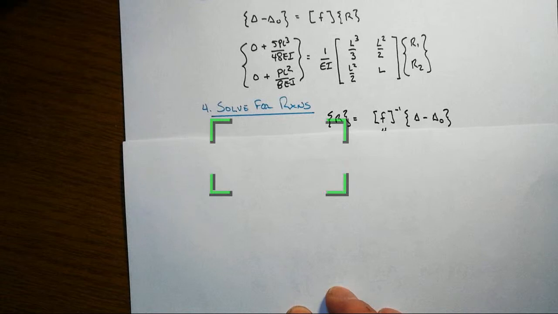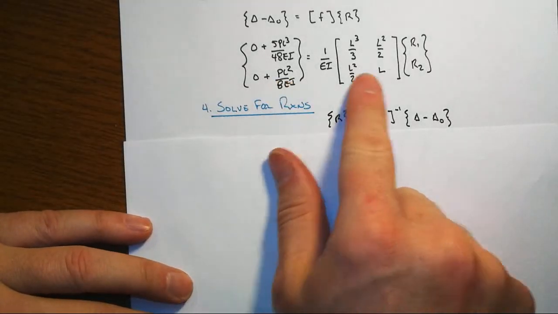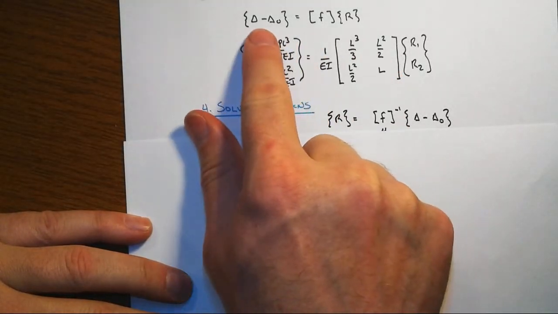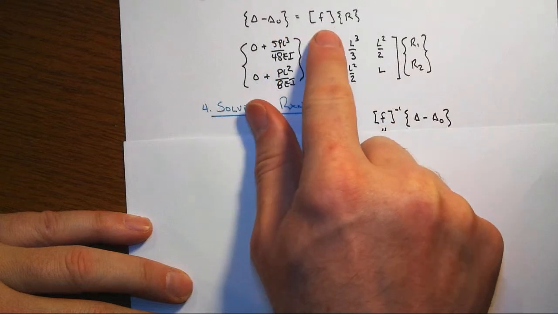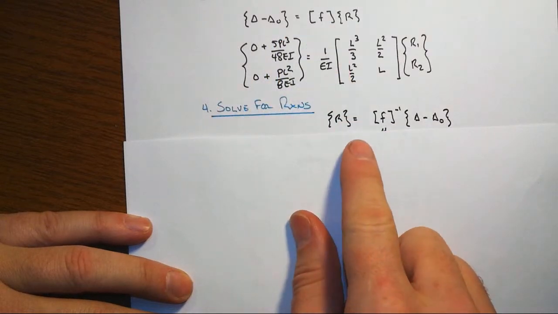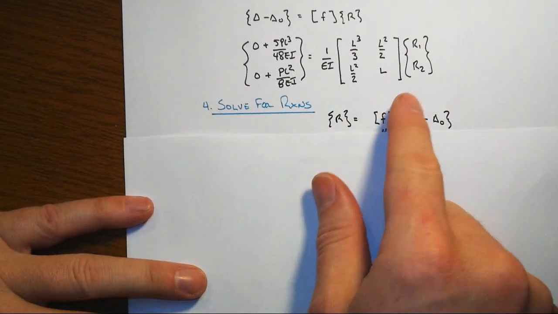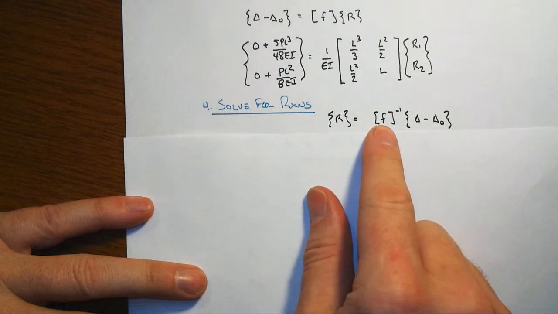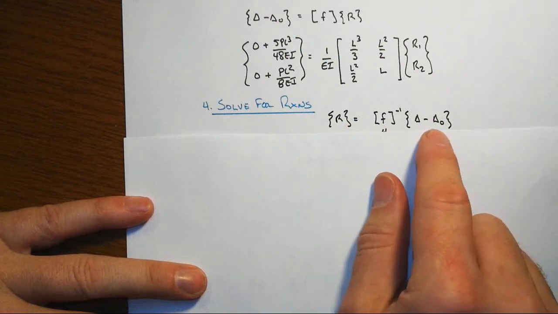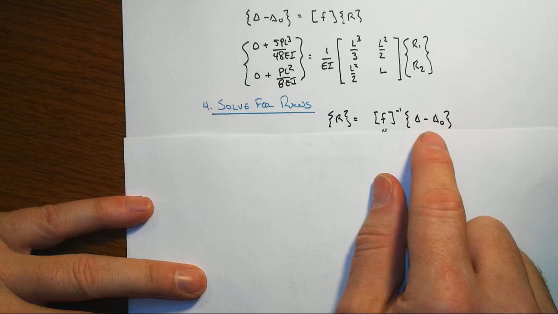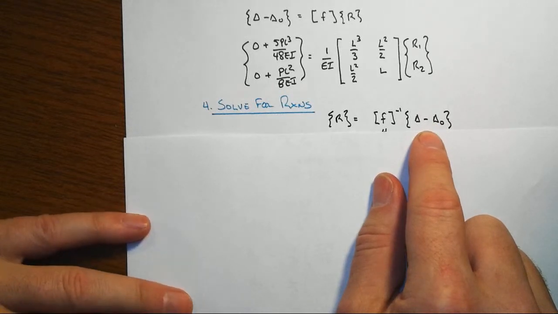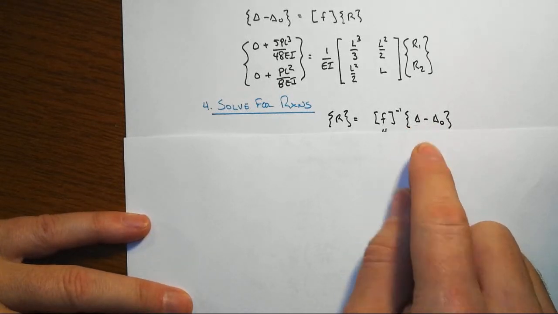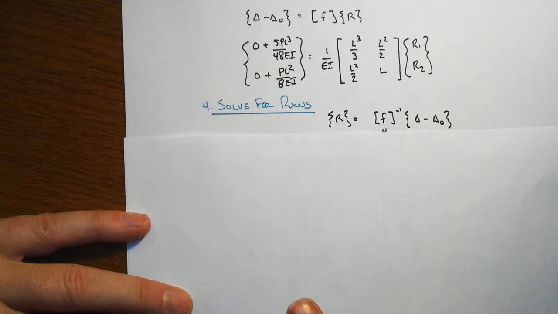In the previous step, we set up the compatibility equation just generically. You can see the symbolic part up here, which then symbolically the solution, we're trying to solve for these redundant reactions, then is the inverse of the flexibility matrix times the displacement vector that we have of the original displacements subtracting off the primary ones.